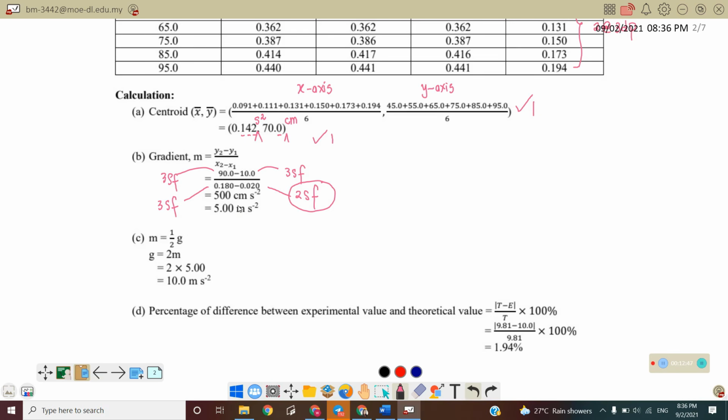Okay, so the unit is, because just now y is in cm, h is in cm, and t square is second square. So therefore our unit is cm per second square, or we can convert. 100 cm actually equals 1 meter. So we can change it to become 5.0.